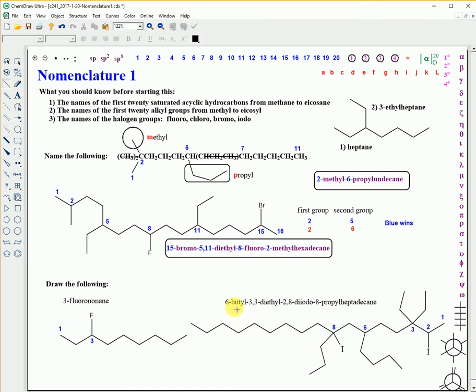Let's verify. 6-butyl, 3,3-diethyl, 2 ethyls on 3, 2,8-diiodo. Carbon 2 has an iodo. Carbon 8 has an iodo. 8 has a propyl. Heptadecane. Verifying heptadecane before I quit. 8, 10, 12, 14, 16, 17. And we are done. Congratulations.